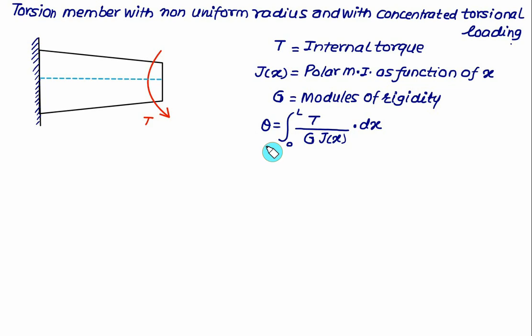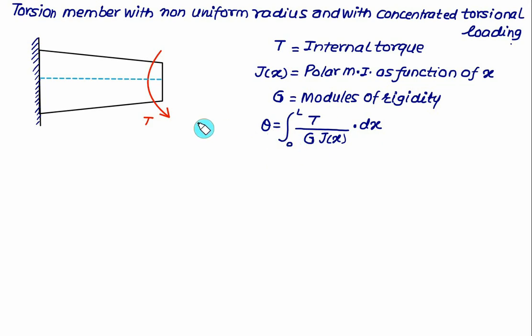So we can calculate the value of theta by the method of integration whenever the torque is a function, or J is a function, or G is a function. So we have theta equal to the integral from 0 to L. Torque remains constant here, G remains constant. The polar moment of inertia is a function of x, multiplied by dx. We solve this integral and we'll find the value of theta, that is the angle of twist.